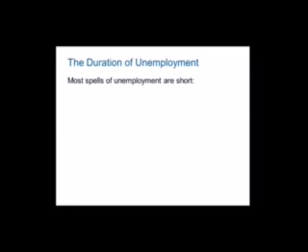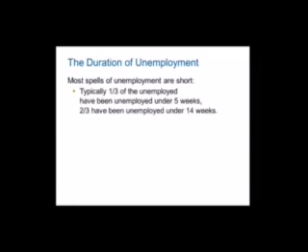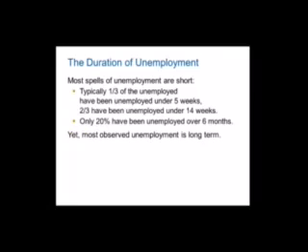What's the duration? Most unemployment spells are short. Typically, 1/3 of the people are unemployed for under 5 weeks, and 2/3 are unemployed for under 14 weeks. So if 100 people lose their job today, 33 of them will get a job within 5 weeks, and about 67 of them will get a job within 14 weeks, which is about 3.5 months. About 20 of them will be unemployed for over 6 months.